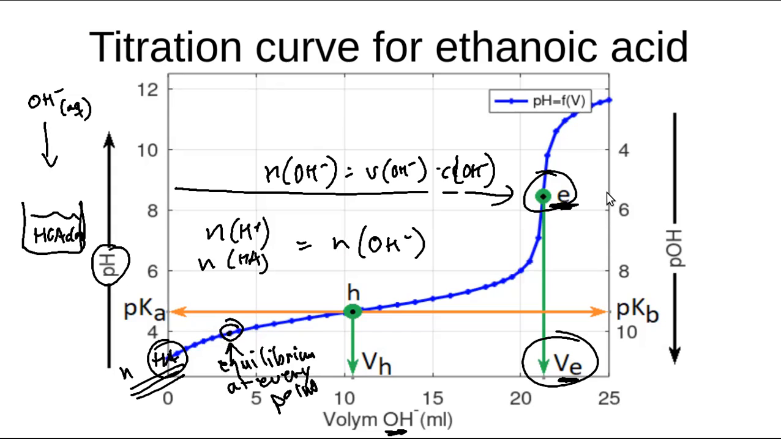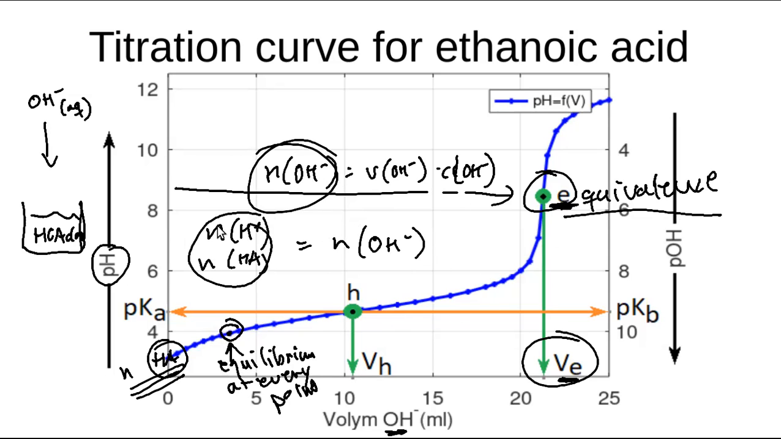But then this is an equivalence point, where the amount of hydroxide ions is equivalent to the amount of acid that we added from the beginning. Now this was a bit messy.